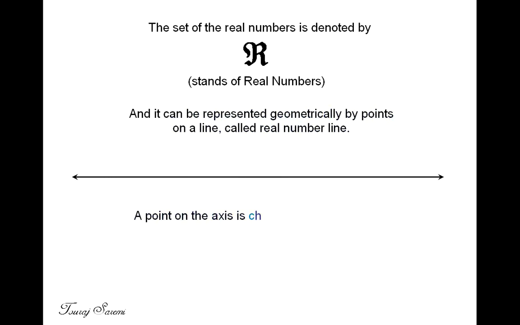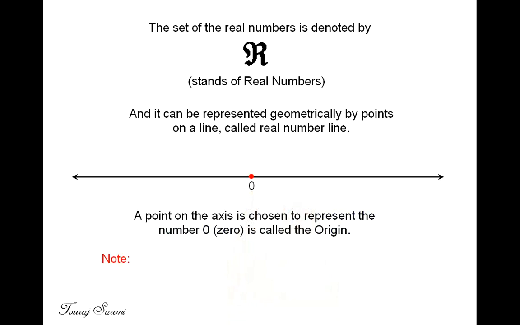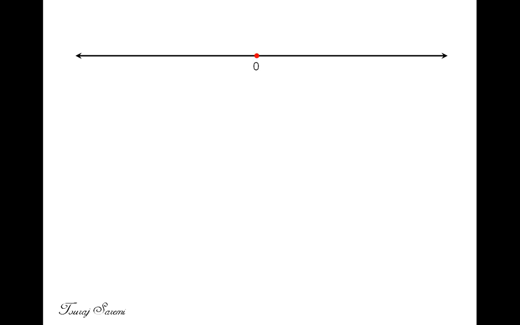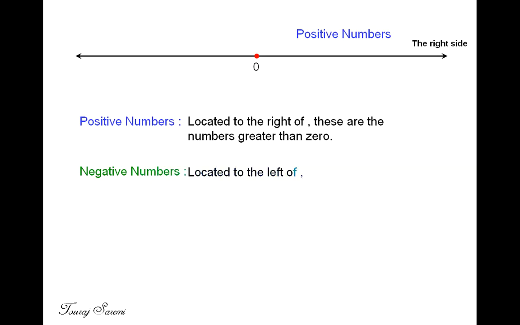A point on the axis is chosen to represent the number 0, called the origin. Note: the line extends infinitely in both directions, typically marked with arrows at each end. Positive numbers are located to the right of 0; these are the numbers greater than 0. Negative numbers are located to the left of 0; these are the numbers less than 0.